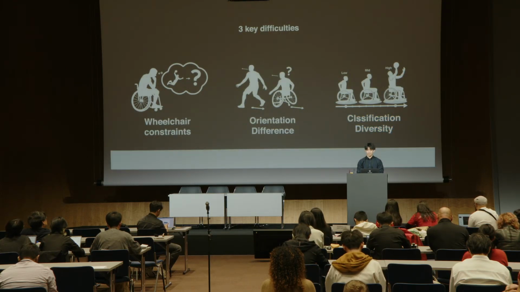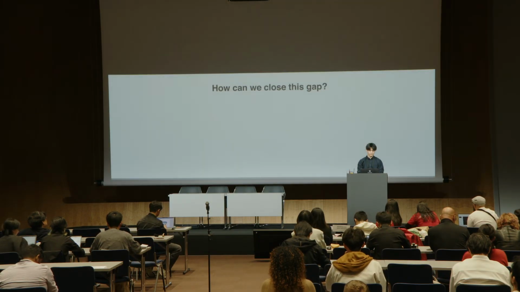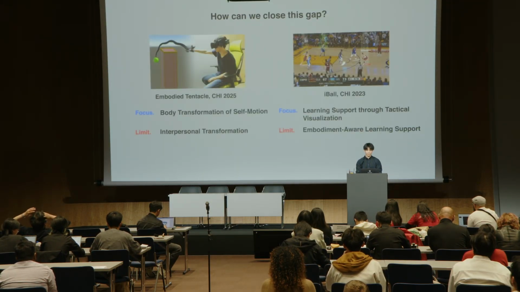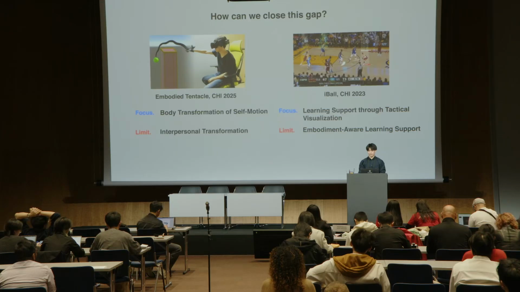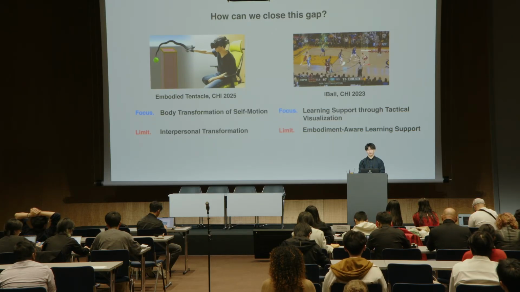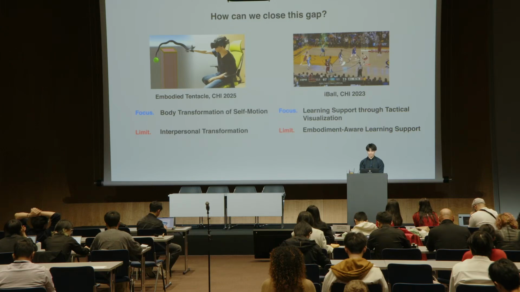So given these challenges, I will introduce two related works on existing technologies. The first is the embodied tentacle, which maps human finger movements to a non-human body, such as a tentacle. The second applied this system as visual data to basketball videos, and this helps people understand the game. So these studies demonstrate the potential of embodiment transformation and visualization techniques for enhancing user experience.